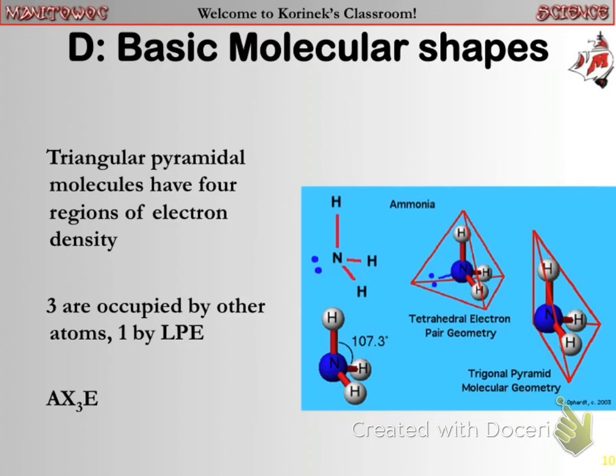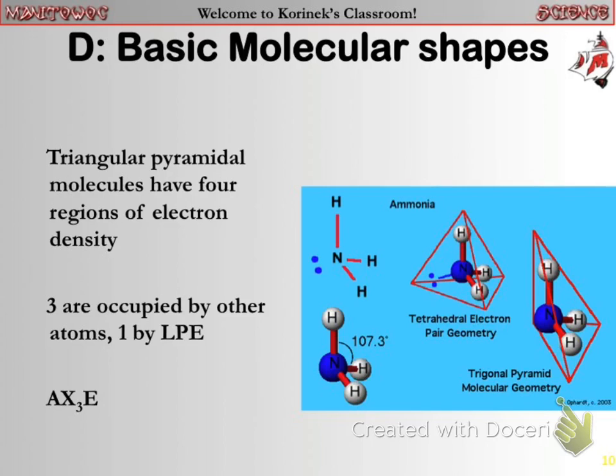And finally, trigonal pyramidal. Okay, trigonal pyramidal, the code is AX3E. So we have 3 regions that are occupied by other atoms and 1 by lone pair electrons. Okay, so if we take a look at the molecule itself, it actually has kind of a pyramidal shape, right? Looks like a pyramid. That's where the pyramidal phrase comes from. You guys can kind of see that pyramid right here. Okay, there's your pyramidal shape.